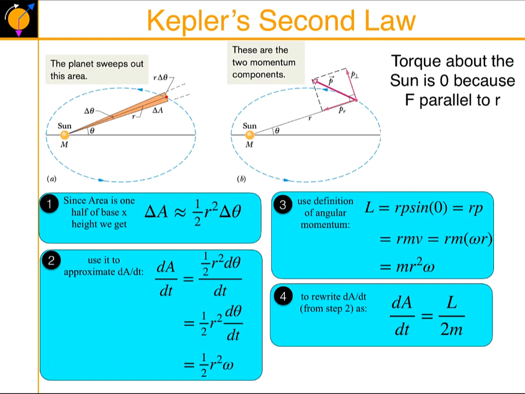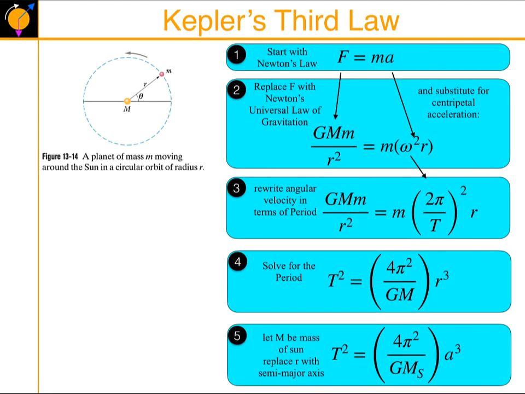A derivation for the third law, basically that relationship between the period and the orbit, is very simple. We start with F equals ma. We replace F with G M m over r squared. We rewrite a, not as centripetal acceleration, but in terms of angular velocity. And for the angular velocity, we write it in terms of the period, so the angular velocity is equal to 2 pi over T, squared, and I'm going to move T to one side and all the r's to the other side.